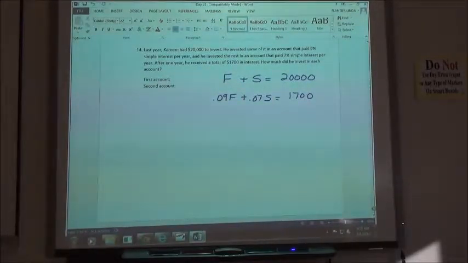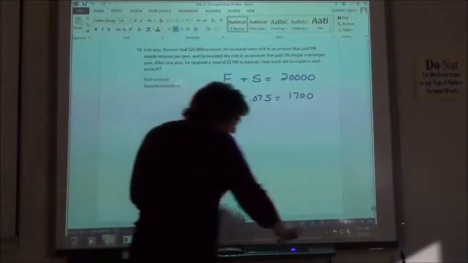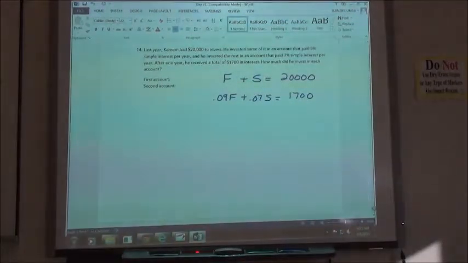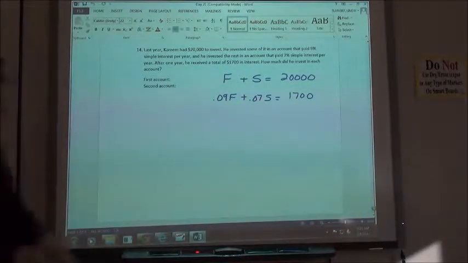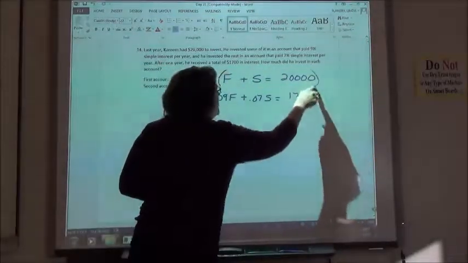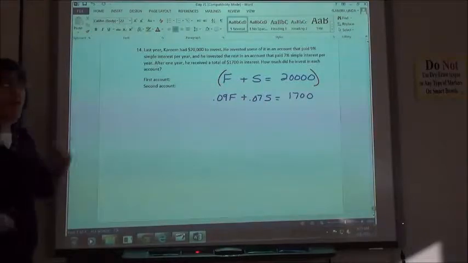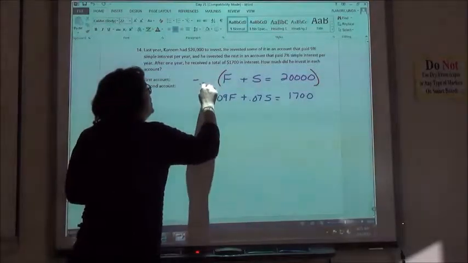So these once again are going back to that addition method where we can eliminate either the first or the second one. It doesn't really matter. You guys seem to prefer to get rid of the first one, so we'll get rid of the first one. We're going to take that top equation, and what should we multiply it by? Negative 0.09, right? So that we have opposites in front of our f's. So negative 0.09.